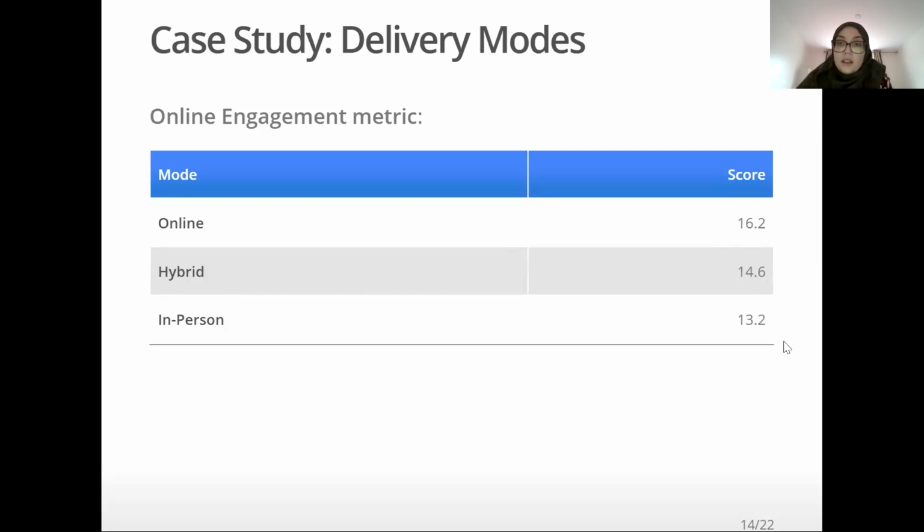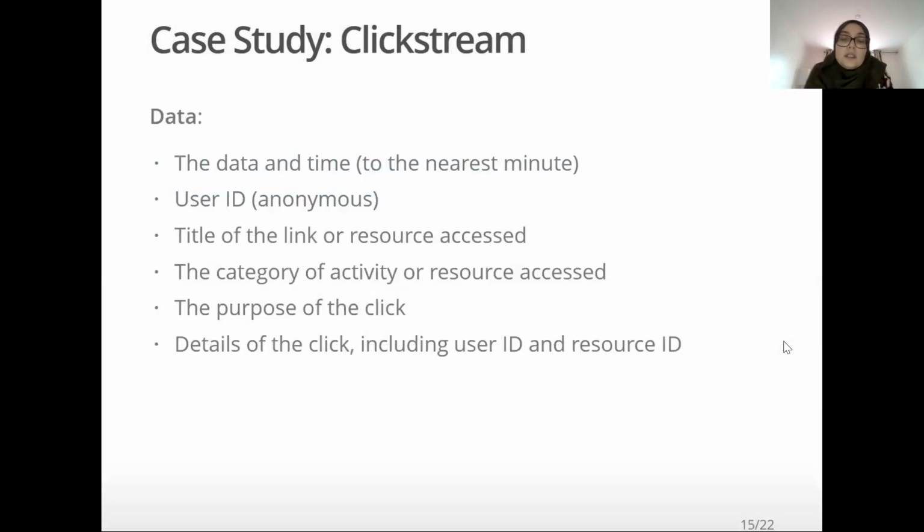So now what we do is to try and link the clickstream data with the metric. So we hope that will help us explore how the students interact with virtual learning engagement and assess whether this is reflected in the metric using some predictive modeling techniques. The data we have from Moodle includes the timestamps of interactions to the nearest minutes. We have anonymous user IDs. We have the titles and categories of each resource accessed, the purpose and details of each click, and including the user ID and the resource ID.